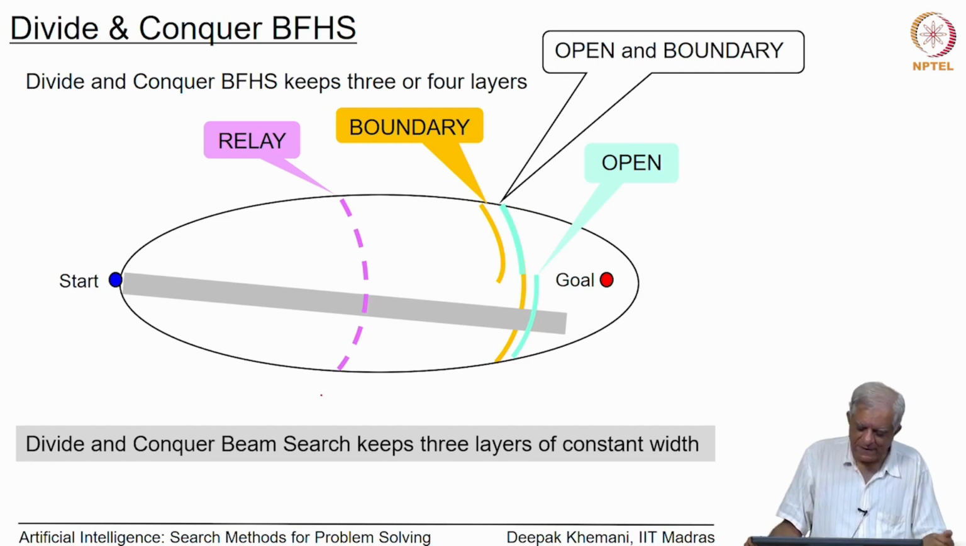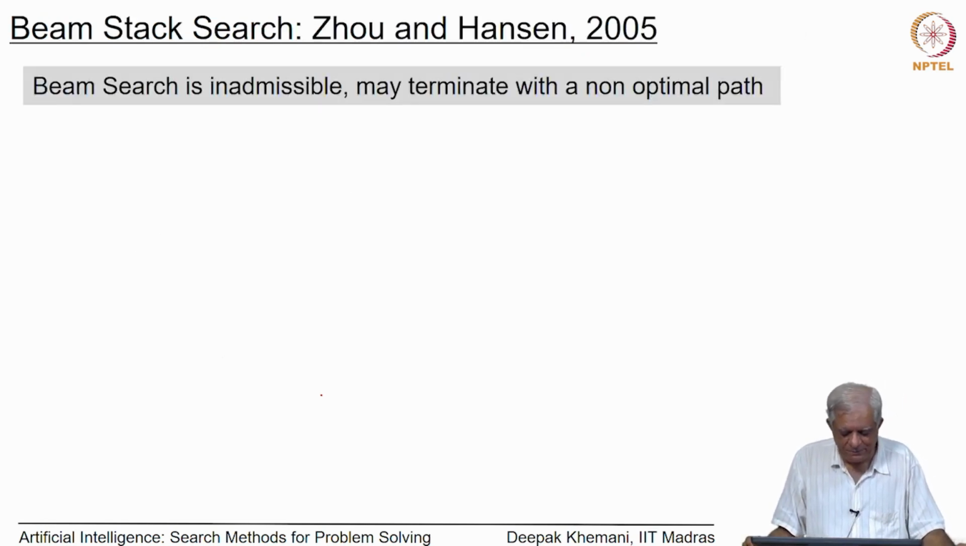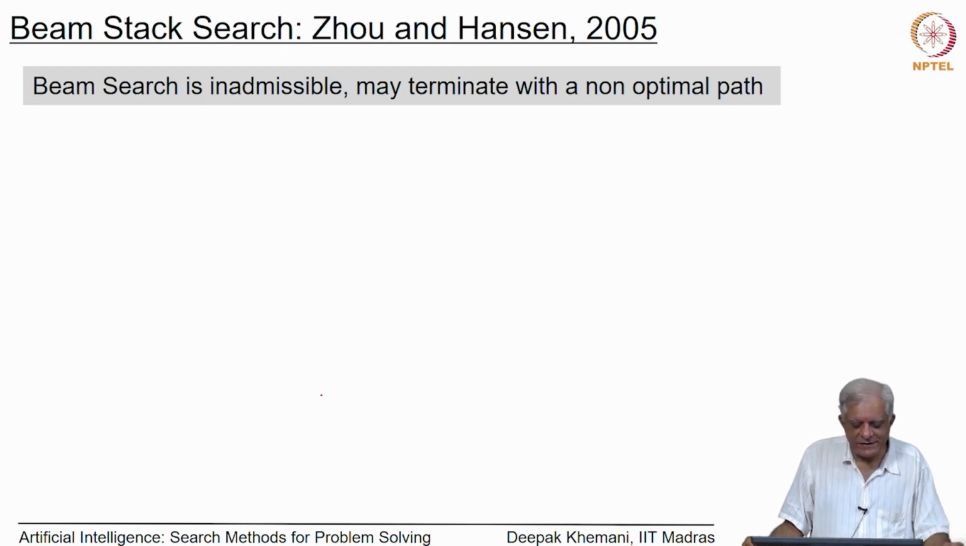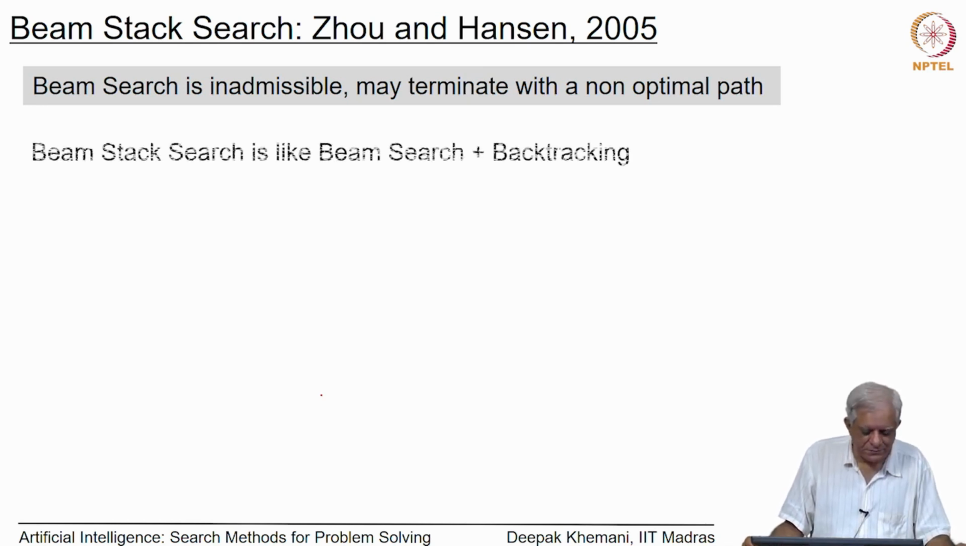But let us get back to first trying to see whether somehow we can make beam search a little bit more explorative in nature, so that it will not ignore any path, which means that it will find the optimal paths essentially. Okay. So, we have already said this repeatedly that beam search is inadmissible. It may terminate with a non-optimal path to the goal node.